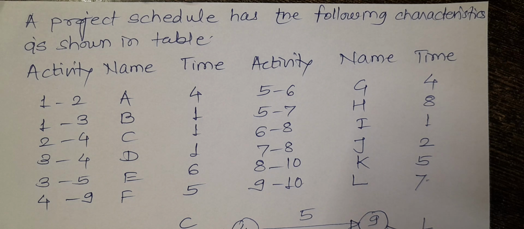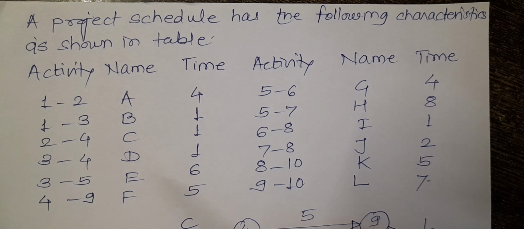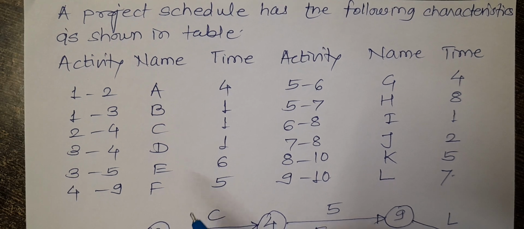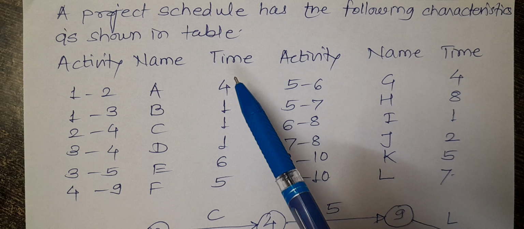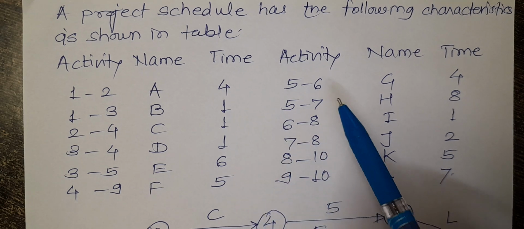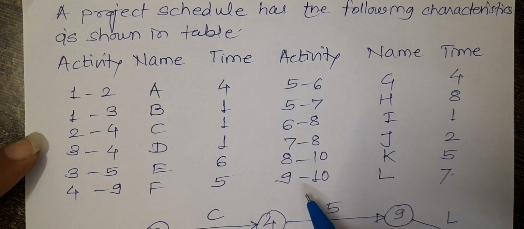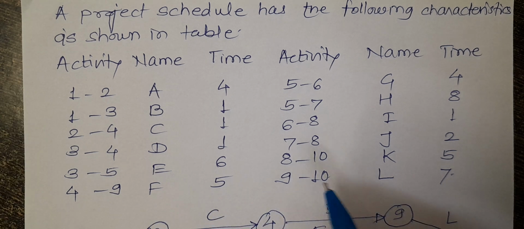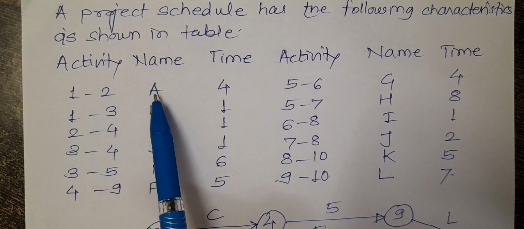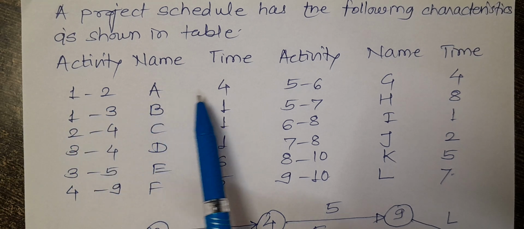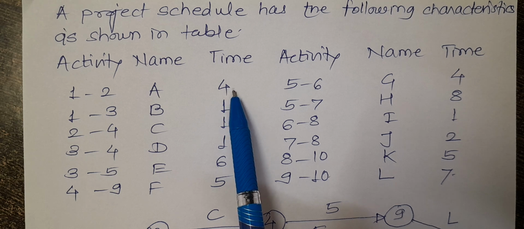A project schedule has the following characteristics as shown in the table. Here it is shown the activity, its name, then the time required to complete that activity. There are this many activities. This activity is between node 1 and 2. The name given to this activity is A. The time required to complete that activity is 4.